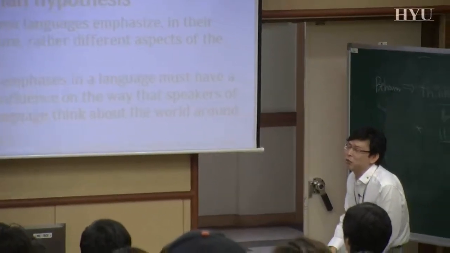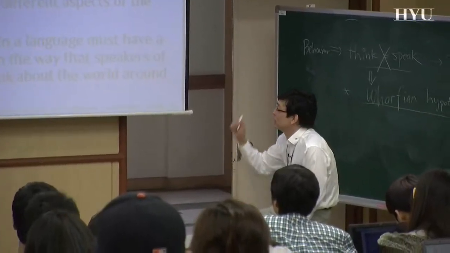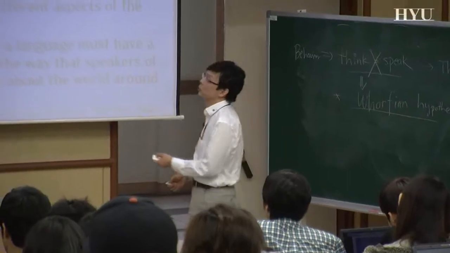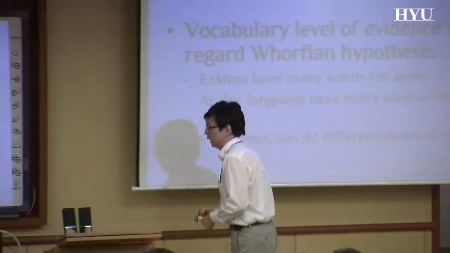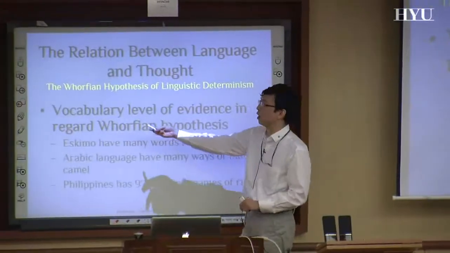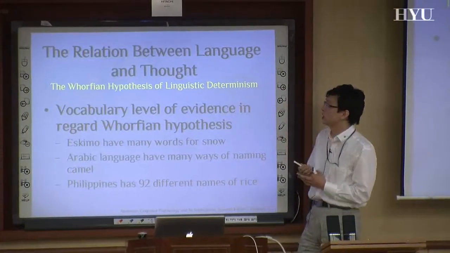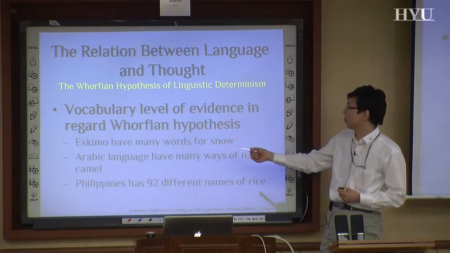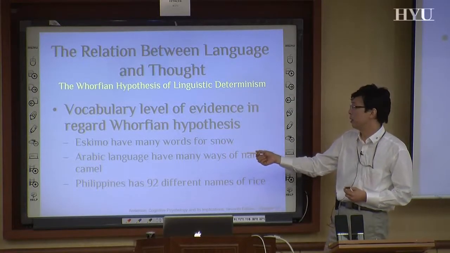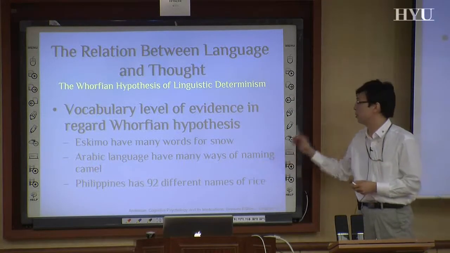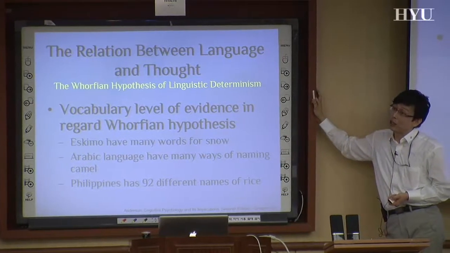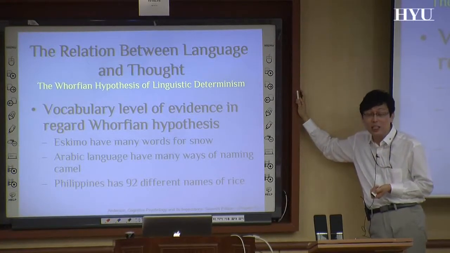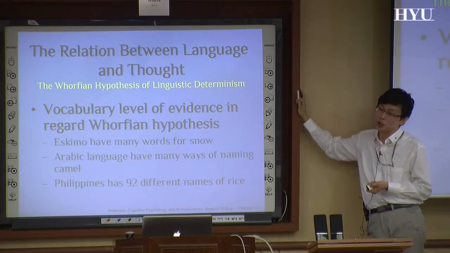But the point is, it is really hard to prove the Whorfian hypothesis. It's very tricky. It's very, very difficult. That's why many of the studies start with the vocabulary level. How can we prove linguistic determinism? They found Eskimo has many words for snow. The Arabic language has many ways of naming camel. One of the Philippine races has 92 different names for rice. But whether these different numbers of vocabulary determine our thought, that is the question.